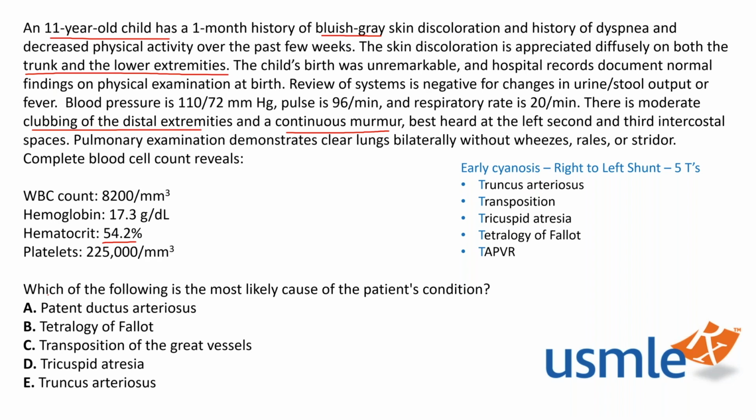So when we say right to left shunt, we mean blood on the right side of the heart is going to the left side of the heart. So basically it's bypassing the lungs, which would make sense, that would be leading to hypoxia. And they can be remembered with the 5 T's. And those 5 T's are truncus arteriosus, transposition of the great vessels, tricuspid atresia, tetralogy of Fallot, and then total anomalous pulmonary venous return.